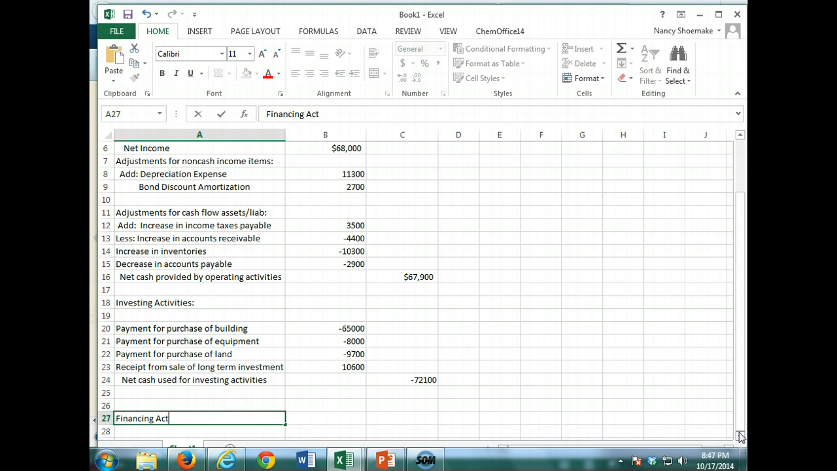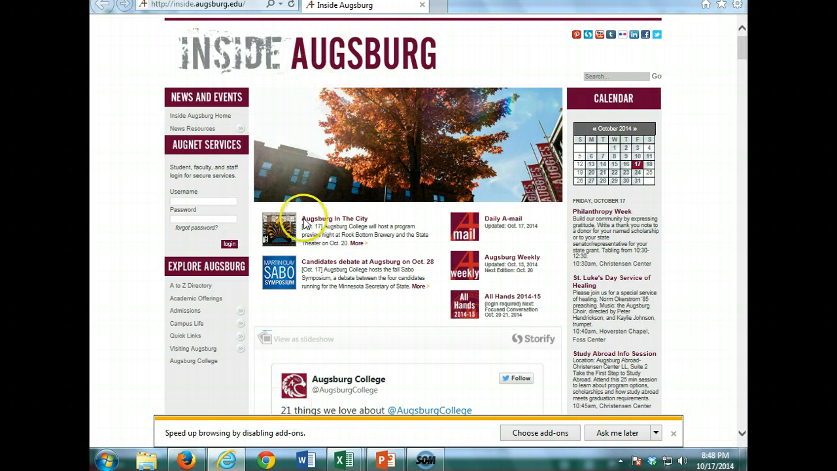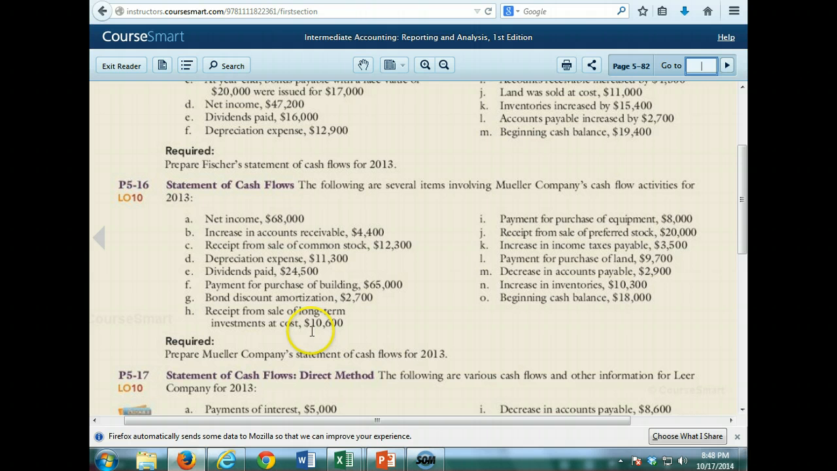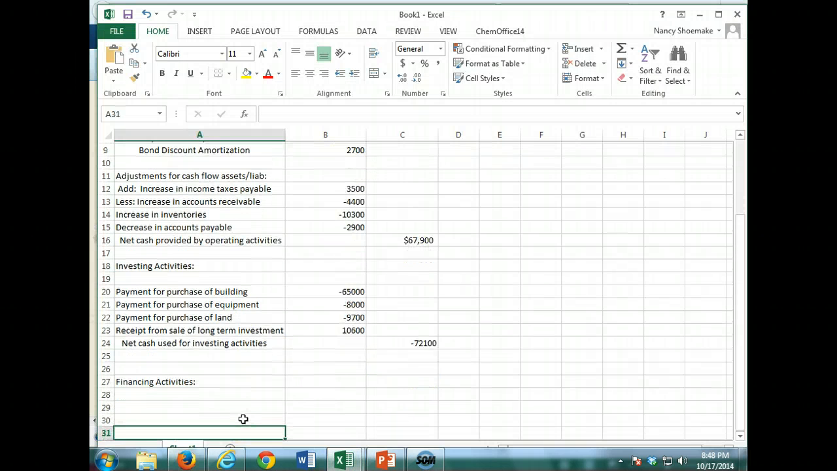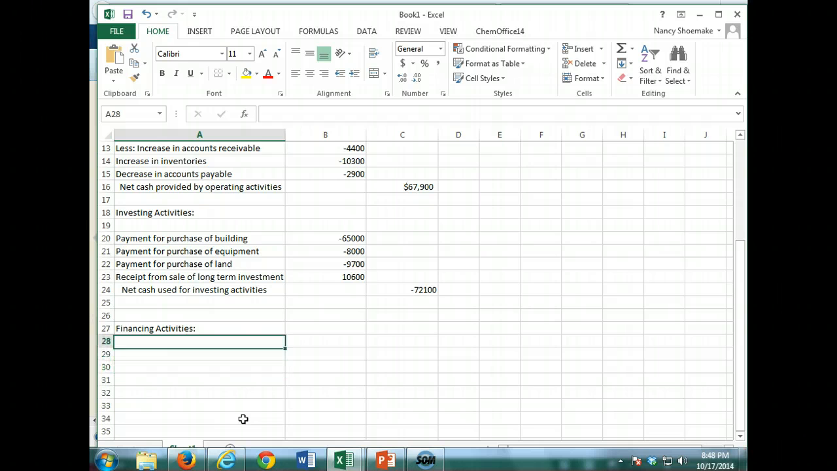Financing activities. Let's look back at this. What do we have in financing, guys? Dividends paid, receipt from sale of common stock, receipt from sale of preferred stock, right? So let's look here, and our financing activities.